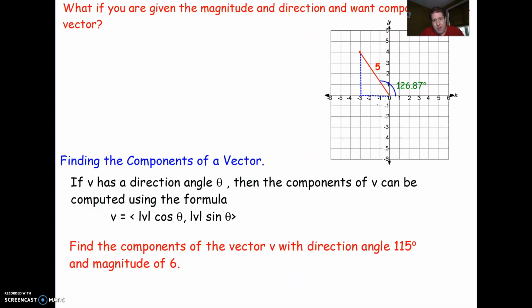And what if you're given the magnitude? This is really just a review of what we had done earlier in this video, and I only have a minute left. What if you're given this? That would just be magnitude times cosine of 126.87, and then comma, magnitude times sine of 126.87. And then it's just a matter of putting that in your calculator and pressing enter.